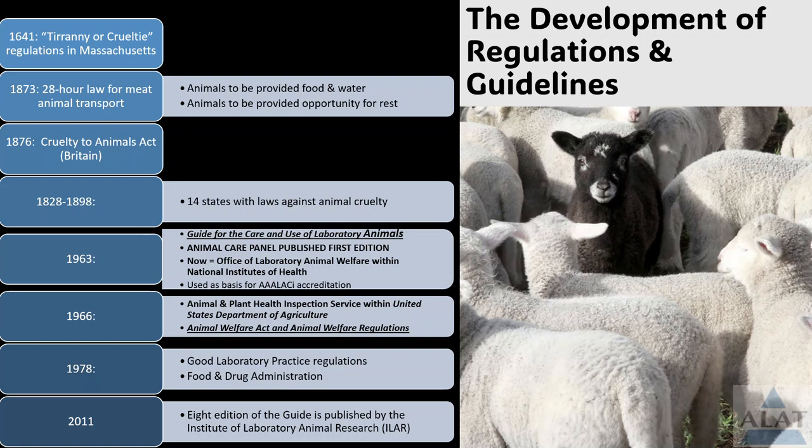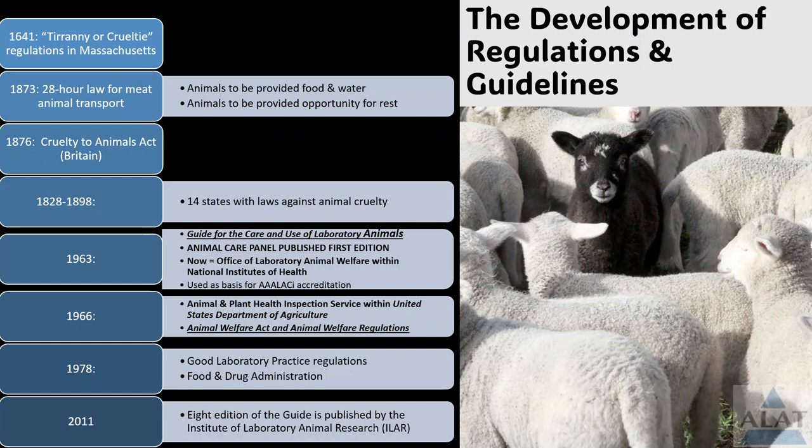Fast forward to the mid-20th century. 1963, the Office of Laboratory Animal Welfare, OLAW, was established within the National Institutes of Health, NIH. The Animal Care Panel, now AALAS, published the first edition of the Guide for the Care and Use of Laboratory Animals. The Guide became the foundation for AAALAC, a voluntary accreditation program for laboratory animal facilities.